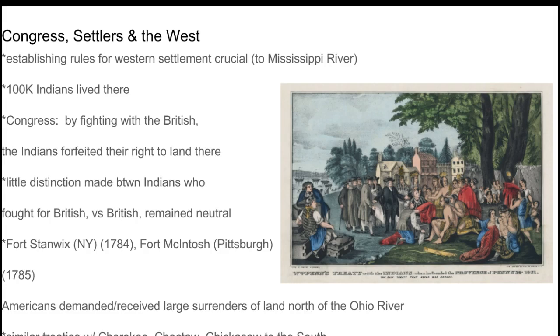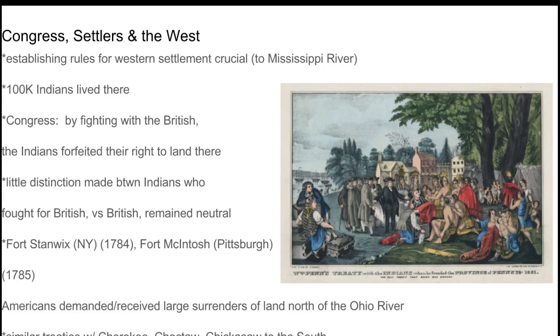You had 100,000 Indians living there. They were not going to be happy. So the Congress's justification is this: by fighting on the side of the British, the Indians had forfeited their right to the land there. So since the British lost, the Indians lost, and so now it's ours. So the British gave it up, so that meant the Indians gave it up too.